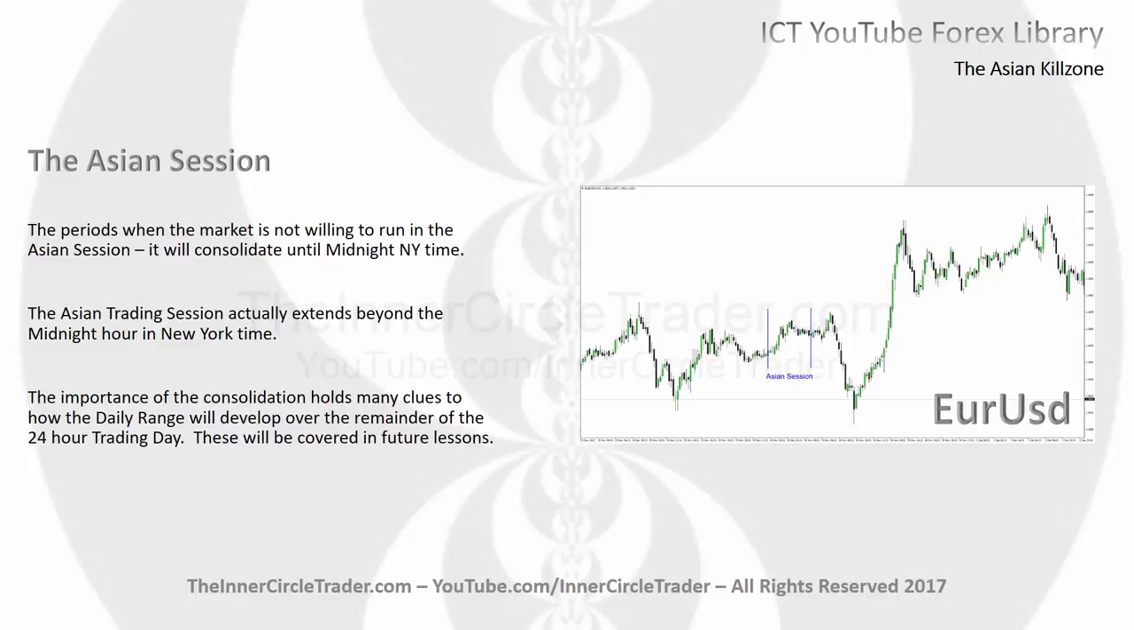Now, generally, this pair isn't very active during the Asian session. There are times when it is active and it creates a significant higher low, or it begins the daily range higher low in this delineation of time. For the most part, it tends not to do that. So when it's not doing that, we can view this Asian session as a consolidation that will, in future lessons, be very meaningful and significant in terms of our analysis.